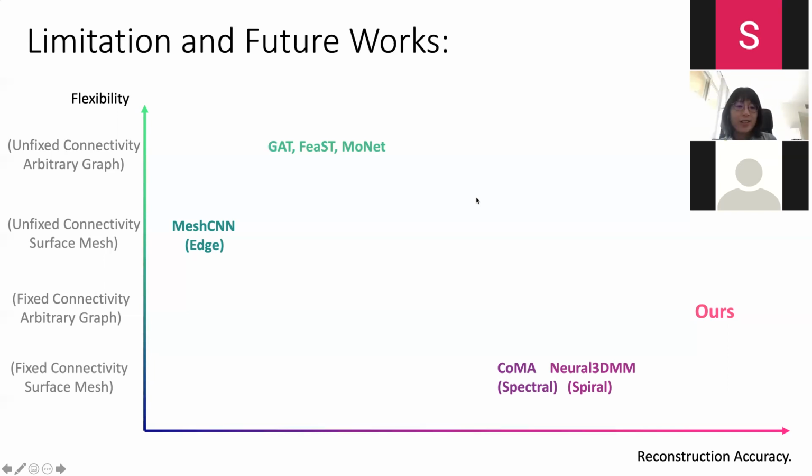Okay, so the future work is obvious, and lies here. Can we design a convolutional neural network on graphs that has both high flexibility and high reconstruction accuracy? I think this is still an unsolved problem, but it will be very interesting to see if there will be future works working on this.